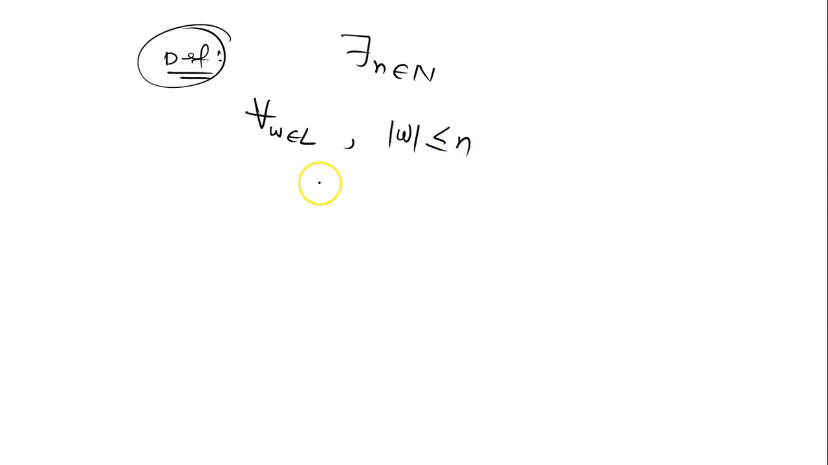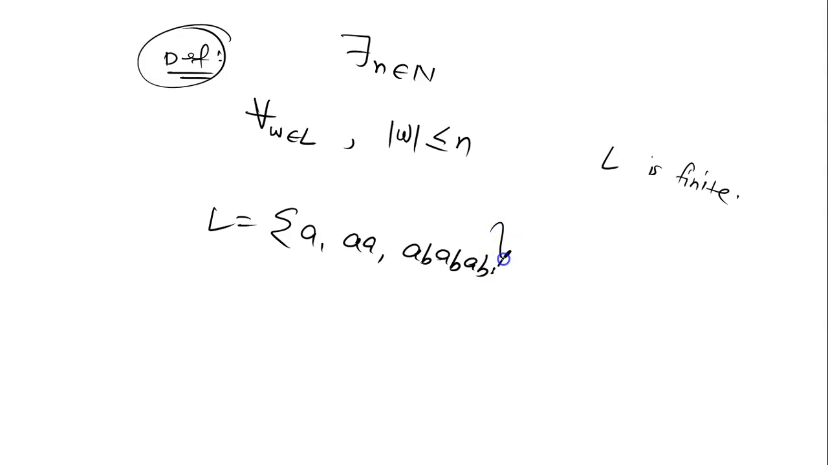Now consider the fourth definition of finite languages. This definition basically says that there exists a natural number n such that all strings belonging to L have length less than or equal to n. So this is also a definition of finite language. In that case we can say that L is finite. Let's take an example and try to understand this definition. Consider this language L with the strings A and AB.